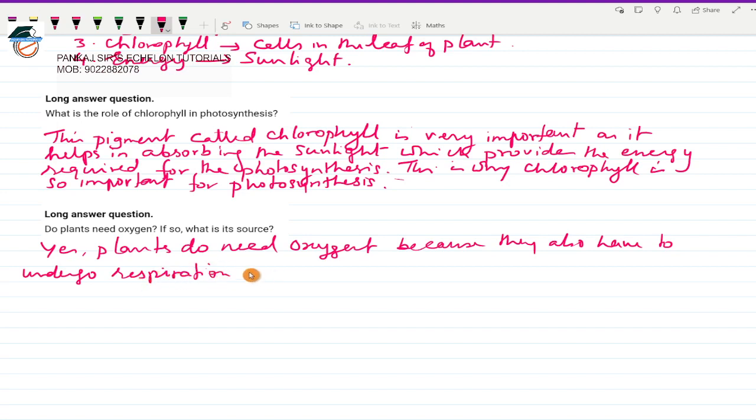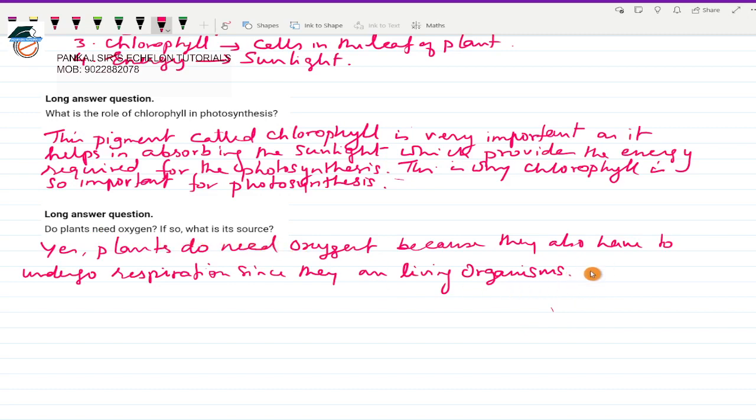Okay, since they are living organisms, isn't it? Plants are living organisms, and we have studied all living organisms need to perform respiration for the sake of energy, and plants are not any exception. So plants need to take in oxygen, which is required very much for respiration. So the answer is yes. And what is its source?